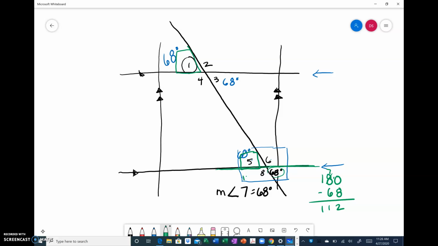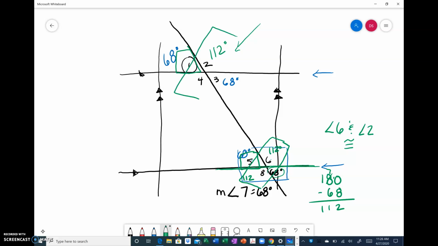So the measure of angle 8 is 112. Therefore, you should know the measure of angle 6, right? Because they are vertical angles. So 6 is 112. What is the corresponding angle in the top intersection to angle 6? Angle 6 and top right, angle 2 are corresponding. Therefore, they are congruent. If angle 6 is 112, angle 2 is 112.